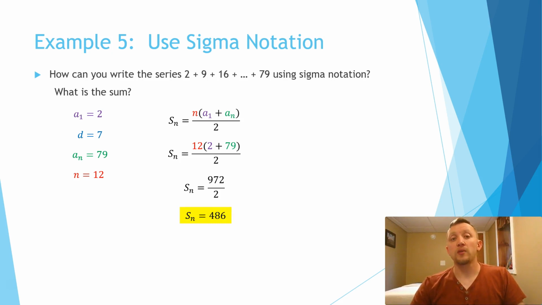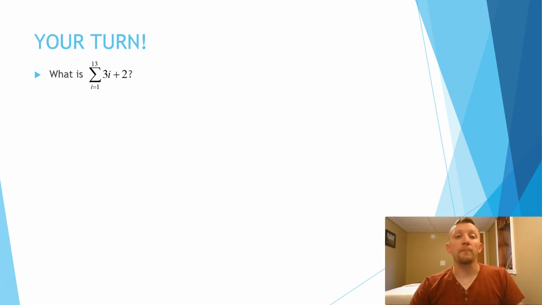So that's how you could find the sum of that series once we know all that other information. All right, now it's your turn. I want you guys to take a minute and figure out what the sum of that series would be. So you're going to have to find out, just like we did in the previous one, what the first term would be, what the last term would be, and then use that sum of a series formula. Go ahead and pause the video and hit play when you're ready to check to see if you've done it correctly.